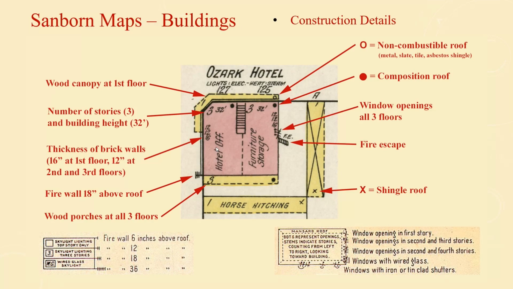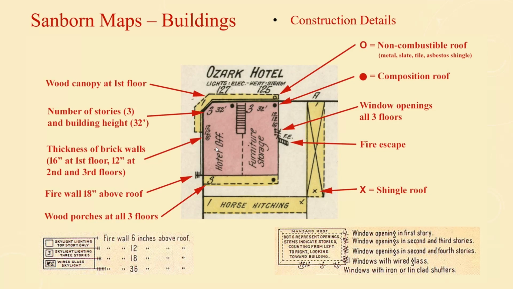Over on the right side, you have some symbols that tell you what the roof construction is. An open circle means non-combustible roof: metal, slate, tile, asbestos shingles. A solid black dot means composition roof: coal tar, asphalt tar. Shifting down to the bottom for a moment, an X is a shingle roof. In the early days, that would be cedar shingles.